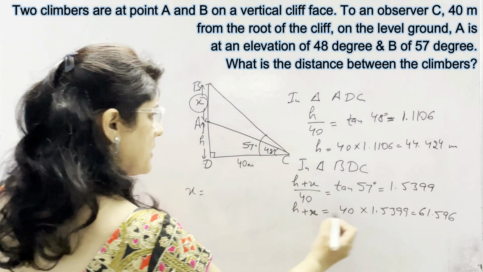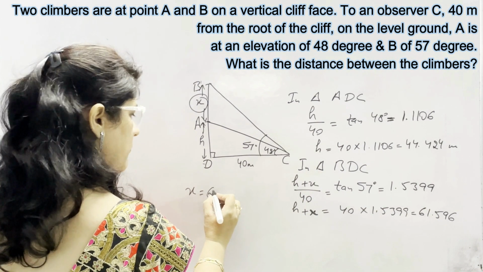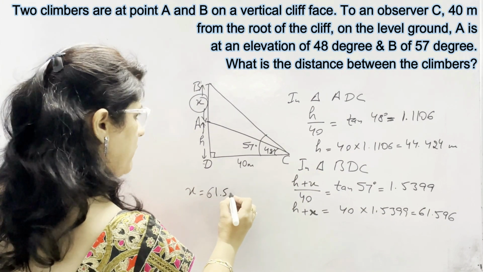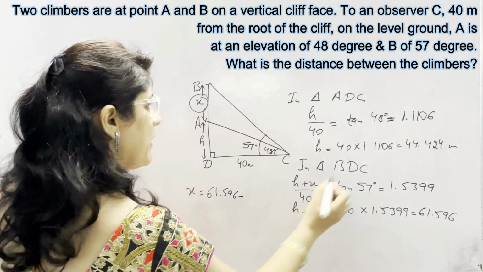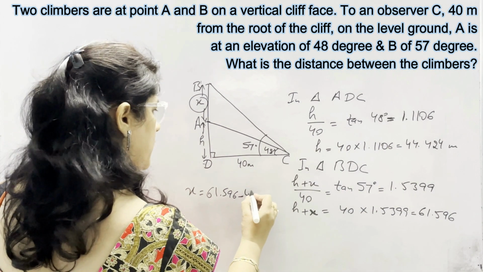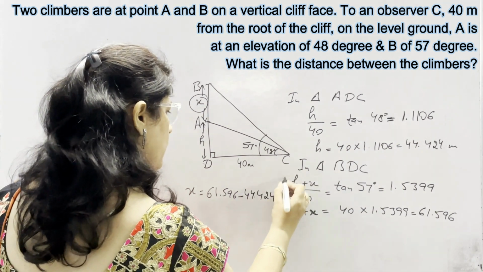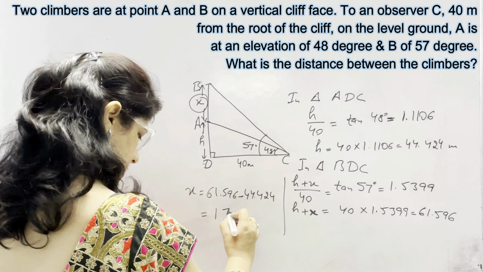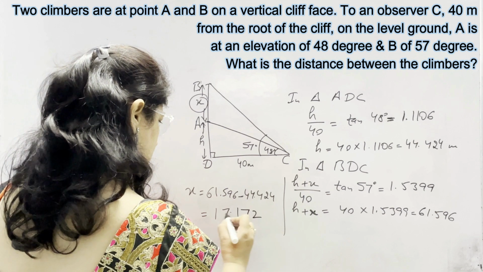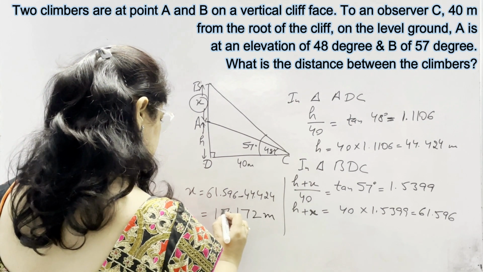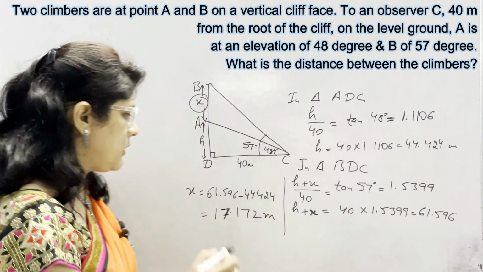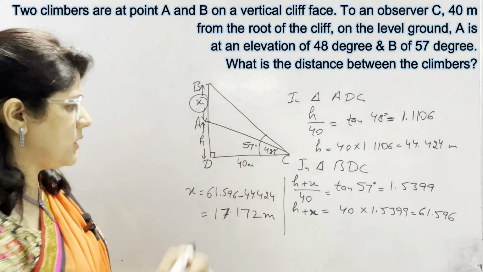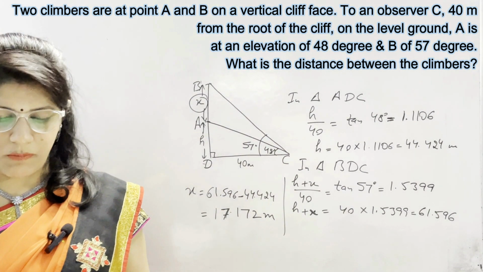So the value of x is 61.596 minus the value of h, which is 44.424, and after subtracting we will get the value 17.172 meter. So 17.172 meter is the distance between these two climbers A and B.